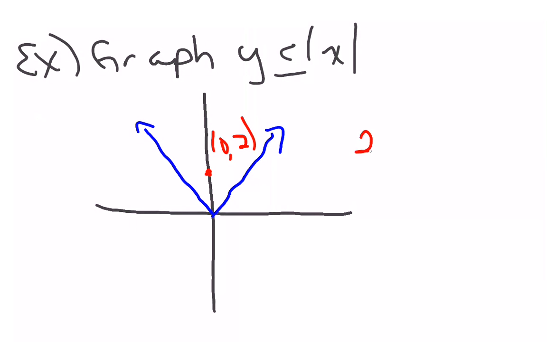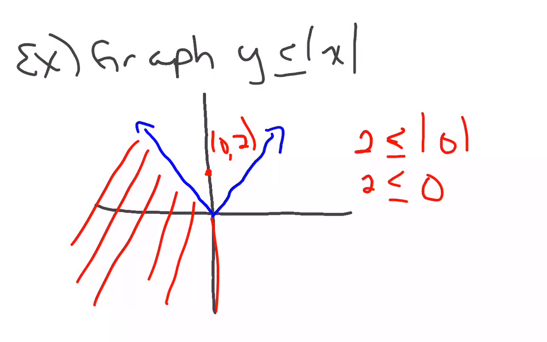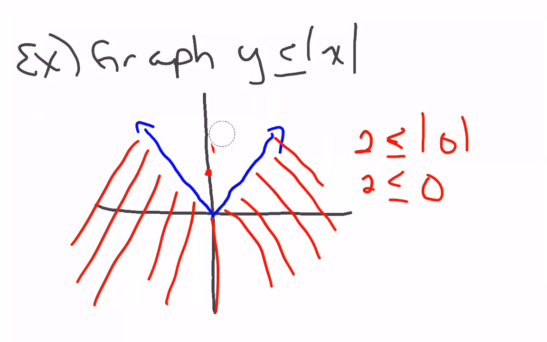So we have 2 is less than or equal to the absolute value of 0. So we have 2 is less than or equal to 0. Is that true or is that false? Is 2 smaller than 0? The answer is that it's not. So because that point doesn't work, we're going to shade the other side. So basically everything out here is what is shaded. So in order to actually graph this particular inequality, what we are going to see is this: the solid line and then the shading where it's appropriate.